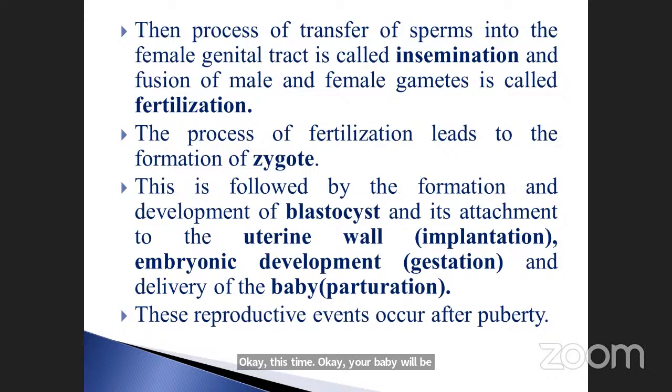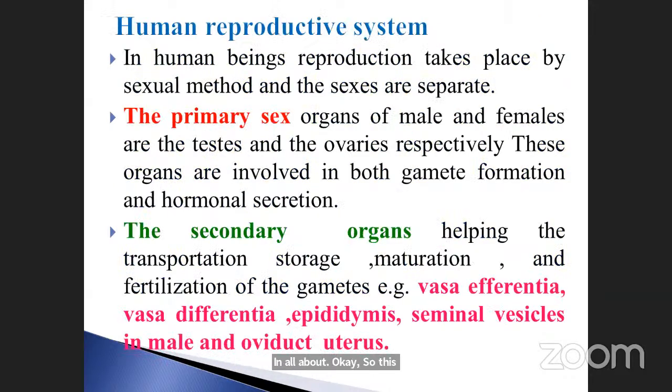These reproductive events occur after puberty. Okay, so these are the normal stages. First of all, we need to discuss the human reproductive system. Before that, you must know there are two things, because the human reproductive system means male or female, isn't it? The males and females are separate.